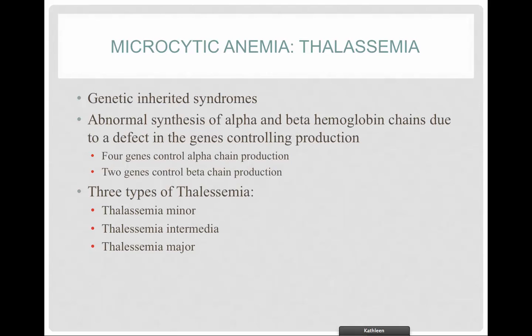And thalassemia major is severe life-threatening anemia during the first year of life. It's associated with developmental problems, decreased life expectancies, and requires lifelong chronic blood transfusions to maintain adequate hemoglobin levels and iron chelation. The only cure for thalassemia major is a bone marrow transplant. And remember that a microcytic anemia is an MCV of less than 80.